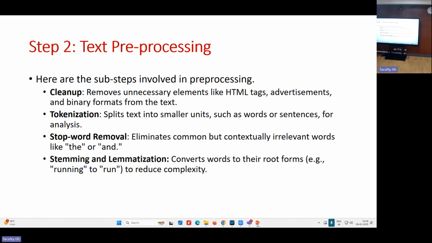Like "coming". After processing of the stemming, you will get the word as "com". But after applying the lemmatization process, you will get the word as "come". So this is the root word, right?